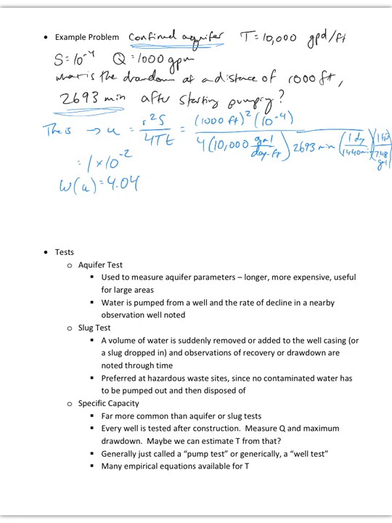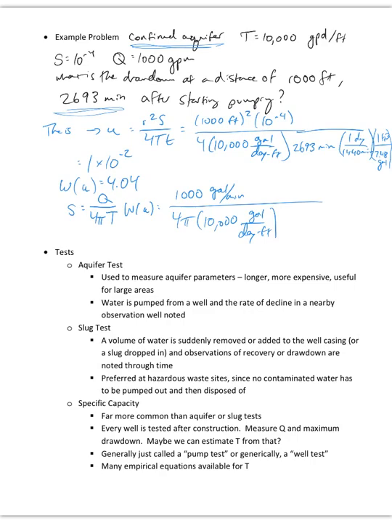You can go to your table in your book and look at where I got that from, if you'd like. Now we can plug it back into Theis. S is the drawdown, Q over 4 pi T, W of U, equals 1,000 gallons per minute, divided by 4 pi T, 10,000 gallons per day per foot.